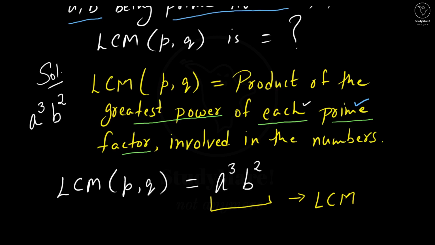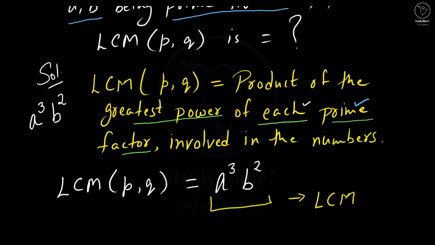You just have to represent the given numbers in their prime factor format, pick up each prime factor from both the numbers, take the greatest power and multiply it. That is why we have got here a³ into b². We have taken the product of the first number, that is a, greatest power 3, then the second number b and the greatest power 2, and so we got the result.